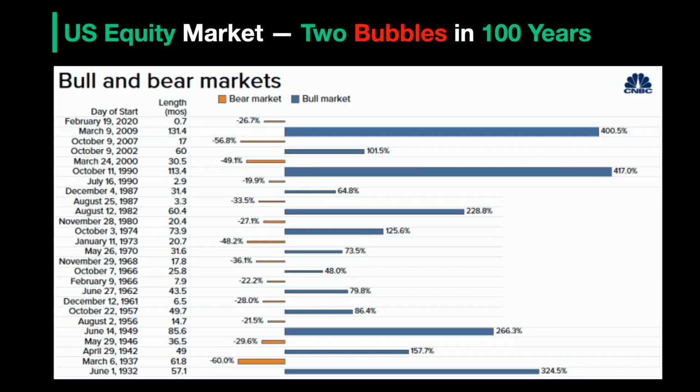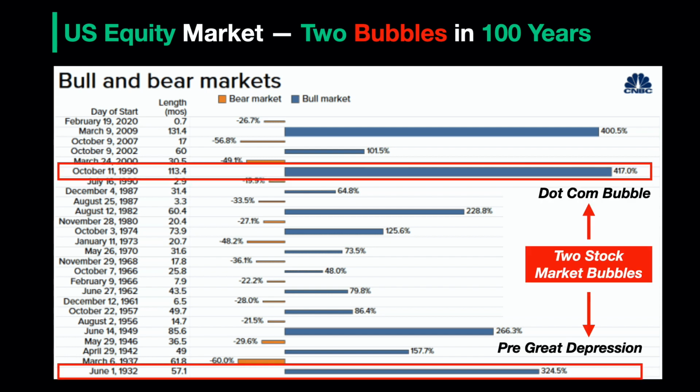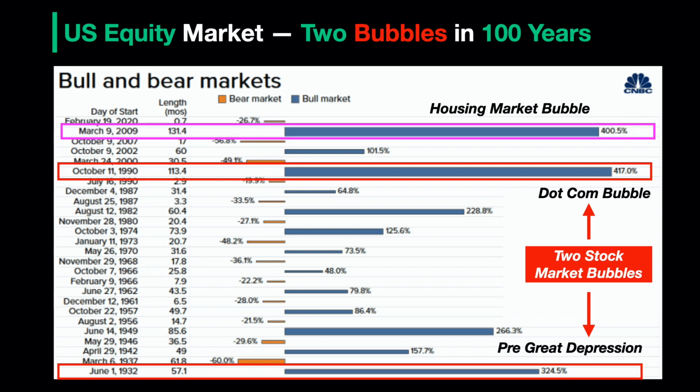If we look back at the past 100 years, although we have had a couple of major bear markets, only two of them were actually caused by a bubble, which means we only had two major stock market bubbles in our history. There were the early 1930s, right before the Great Depression, and the late 1990s, the dot-com bubble. The rest of the bear markets in our history were actually not caused by a stock market bubble. For example, the famous 2008 global financial crisis was actually caused by the housing market bubble.